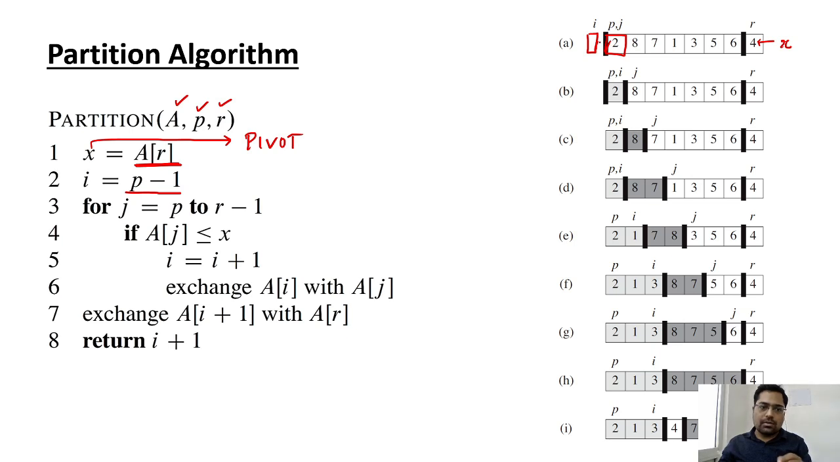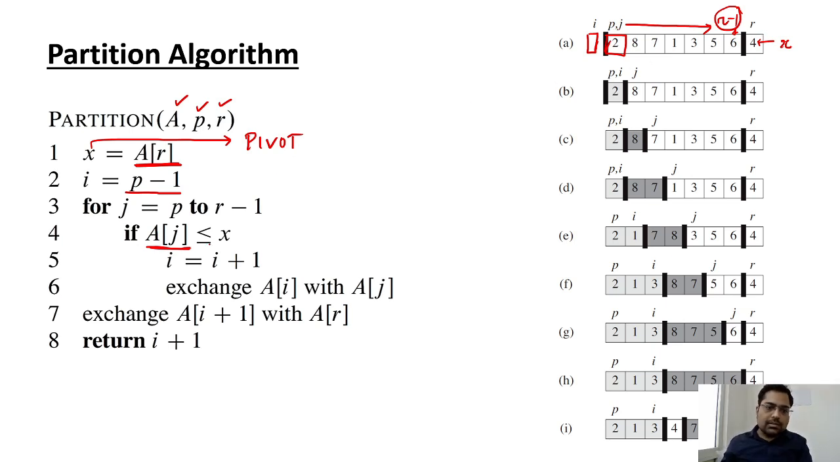Initially, the first step is like this. Next, j will be starting from p to r minus 1. Why r minus 1? Because r is our pivot element. So that's why we are not going up to r, only up to r minus 1. Up to this position, we are doing the comparison with the fixed pivot element, which is at r. So j starts at p and will reach r minus 1, comparing with r.